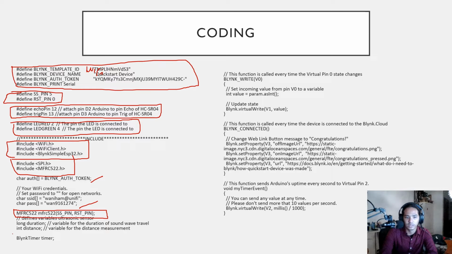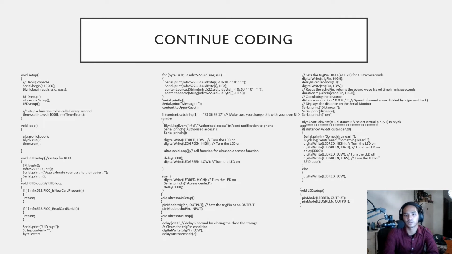I also initialize this for my ultrasonic sensor. Then the Blynk timer, Blynk write, Blynk virtual, Blynk connected, and timer event. These are all taken from the Blynk application website, where the website already gives the Blynk coding as well. We will continue the coding.